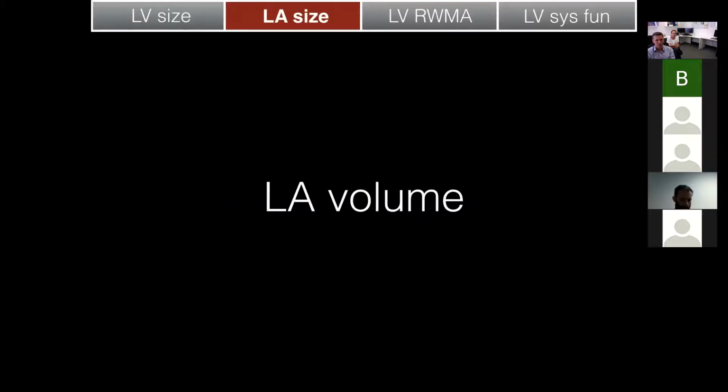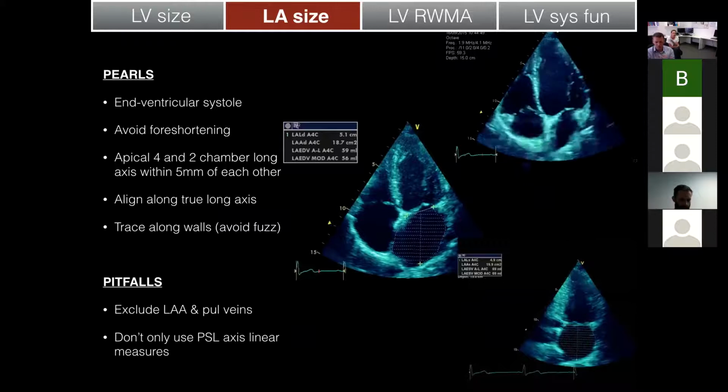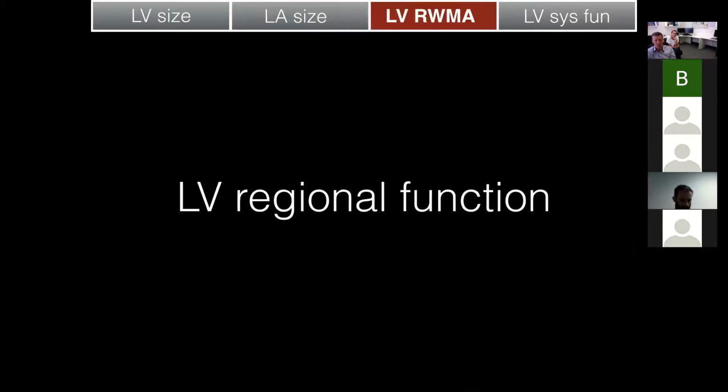I might skip through these just in the meaning of time. So left atrial volumes. If you're doing left ventricle, we can also do left atrial volume. Similar theories apply. You measure it at end diastole, avoiding the trabeculations, avoiding pulmonary veins, avoiding left atrial appendages, and you use the 4-chamber and the 2-chamber, and from that you can get your left atrial volumes that ideally you should index, but index to body surface area.